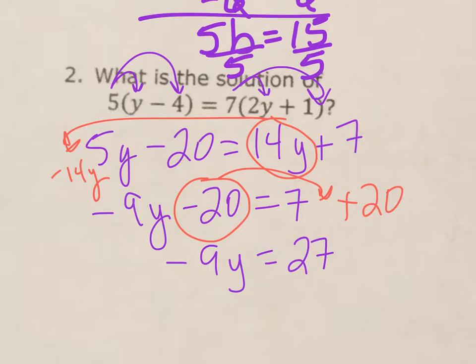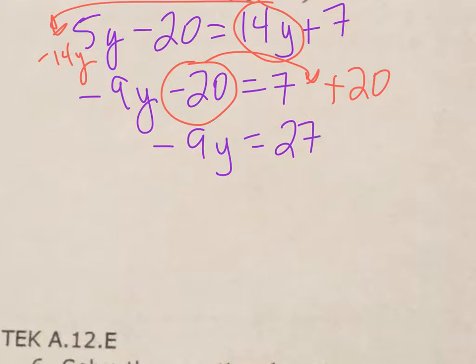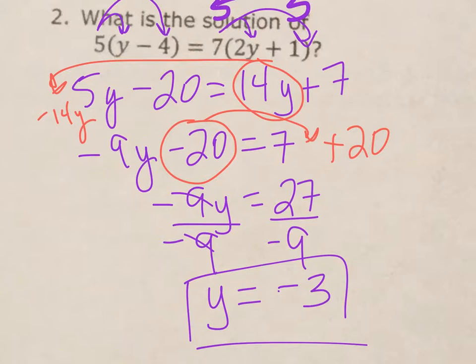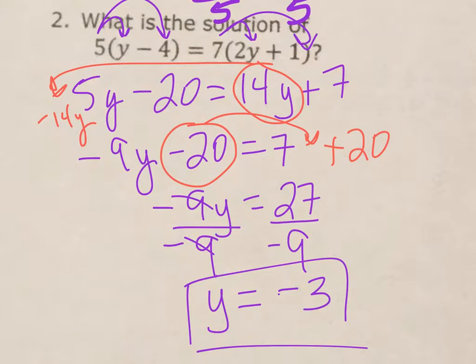So now I have to get rid of my coefficient with division. I have to make sure I divide by negative 9 because I don't want to know what negative y is. I want to know what positive y is. So negative 9 divided by negative 9, that's 1. 27 divided by negative 9 is negative 3. Okay, so let's go through and put it back into our equation and see. So negative 3 minus 4 is negative 7 times 5 is negative 35. Here, 2 times negative 3 is negative 6, plus 1 is negative 5, times 7 is negative 35. So it works.